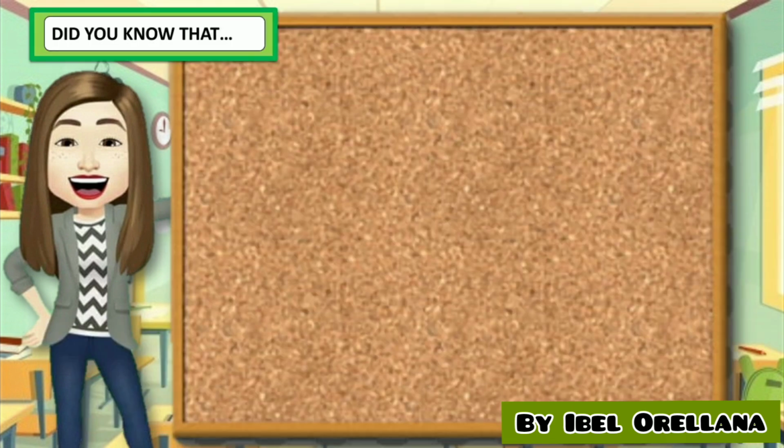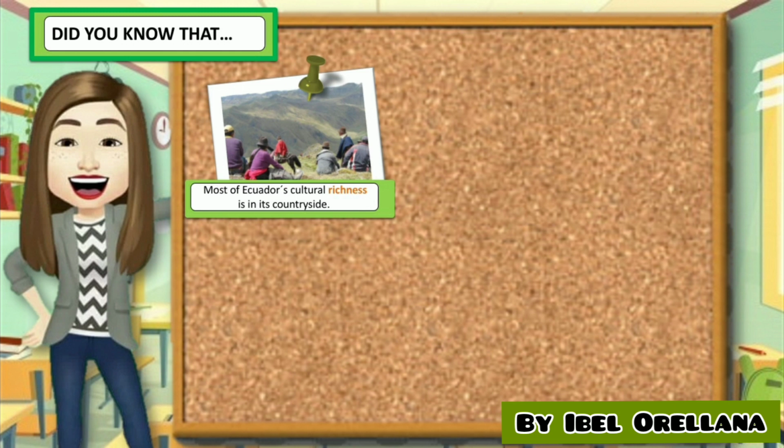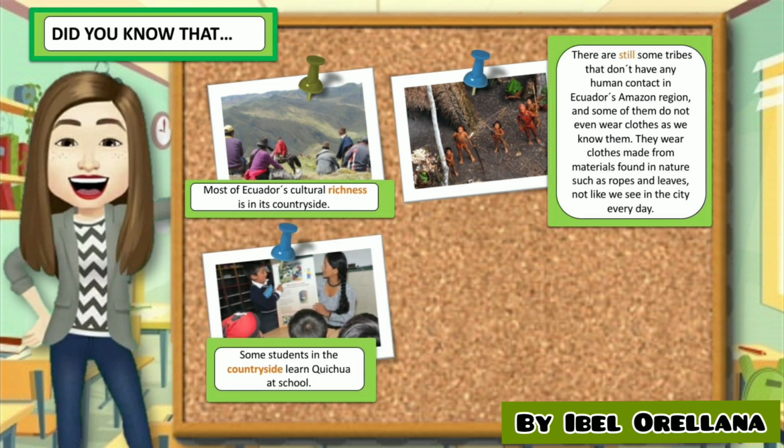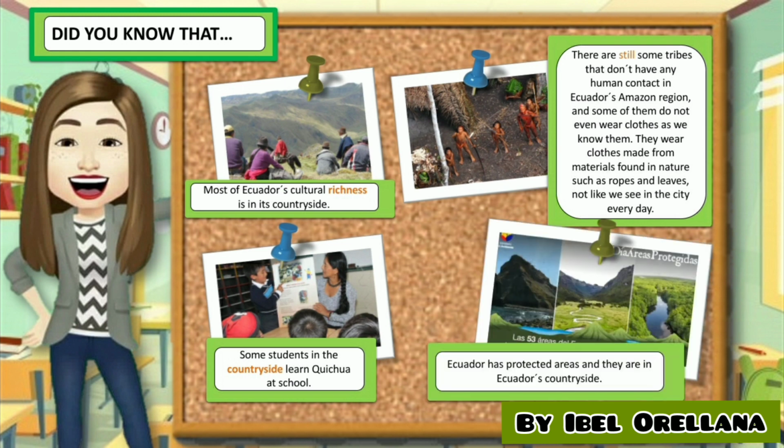Did you know that most of Ecuador's cultural richness is in its countryside? There are still some tribes that don't have any human contact in Ecuador's Amazon region, and some of them do not even wear clothes as we know them. They wear clothes made from materials found in nature, such as ropes and leaves, not like we see in the city every day. Some students in the countryside learn Quechua at school. Ecuador has protected areas and they are in Ecuador's countryside.